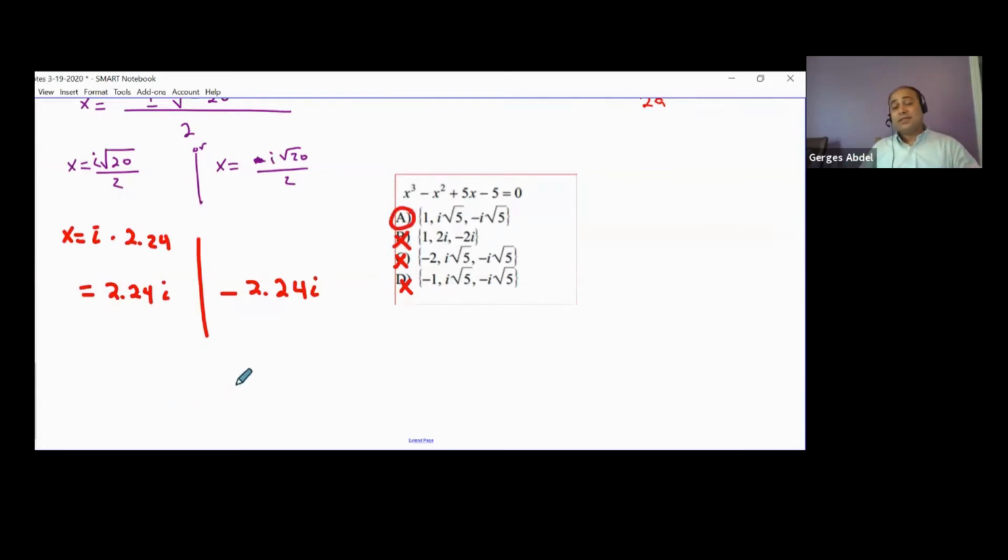If there is, I'll be the first one to tell you. Obviously, if I give you a question like this one here and I want you to solve it, you can always graph x cubed minus x squared plus 5x minus 5 in Desmos and see where the graph intersects the x-axis. It's going to intersect the x-axis at just one point, and that will be the real solution.